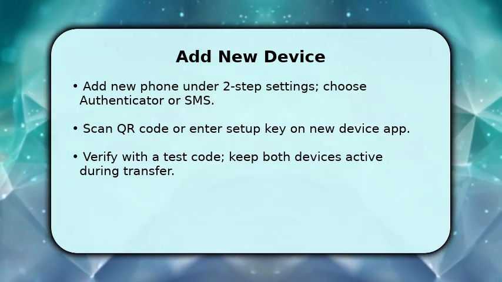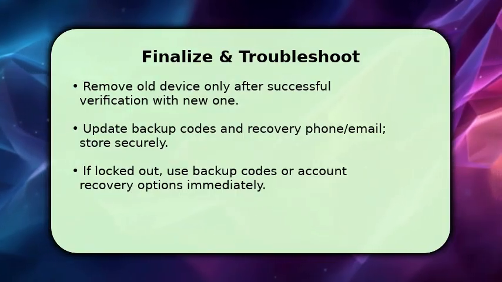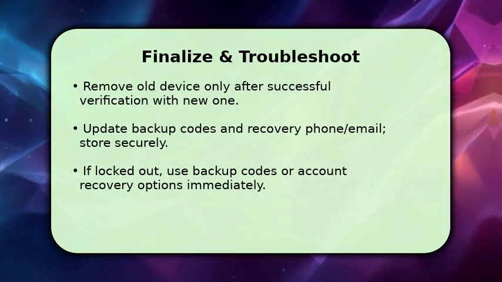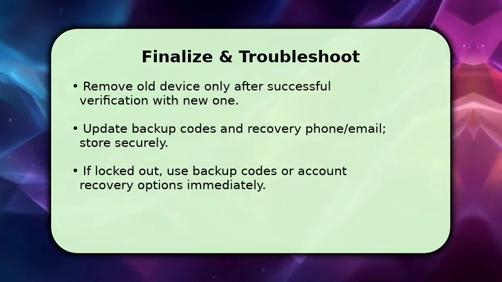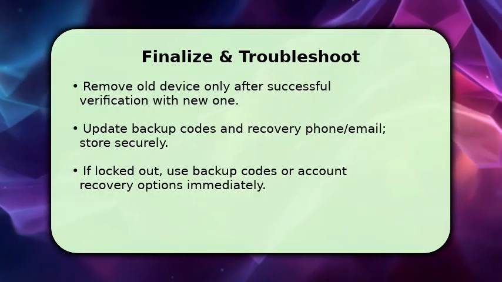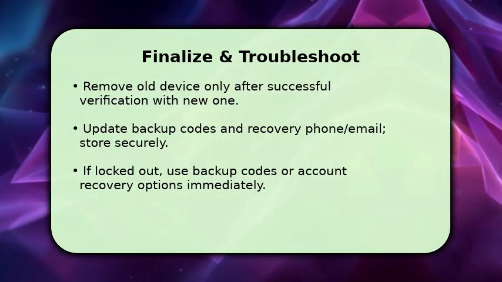Finally, once the new device is verified, remove the old device from your two-step device list to avoid orphaned access. Update and download fresh backup codes, and confirm recovery phone numbers and emails are current. This prevents future lockouts. Make sure apps and system clocks are synced because time drift breaks code validation.